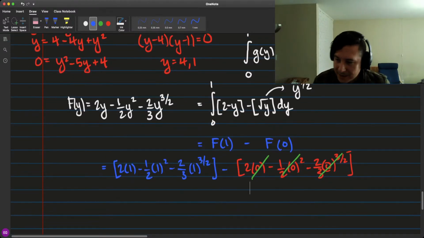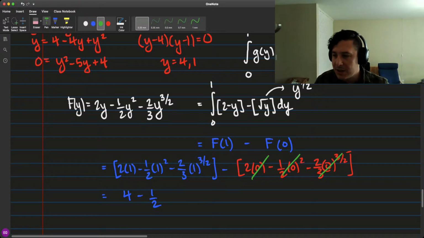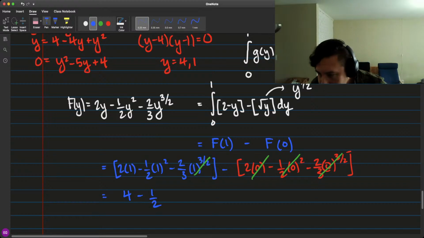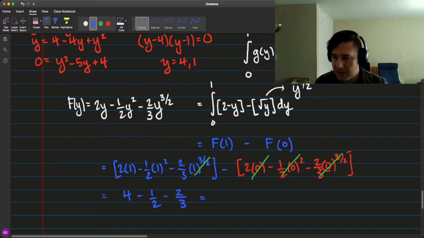Okay, now you've got to do some arithmetic. We're going to get 4 minus 1/2. 1 to the 3/2 is just 1, so that's minus 2/3. Oh, crap. Okay, so let's do everything in terms of thirds. 2 times 1 equals 4.